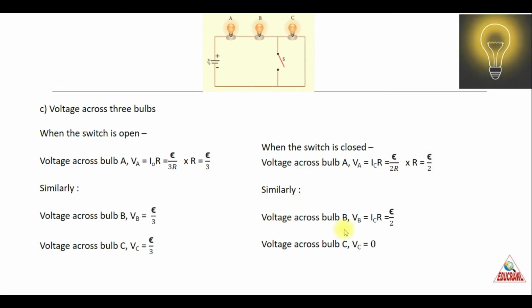Similarly, if we find the voltage across B, VB is equal to IC into R, which is equal to epsilon by 2, and the voltage across C will be equal to 0 because no current flows through the C. So the voltage across the bulb C also will be 0.